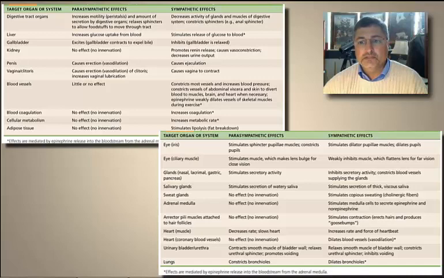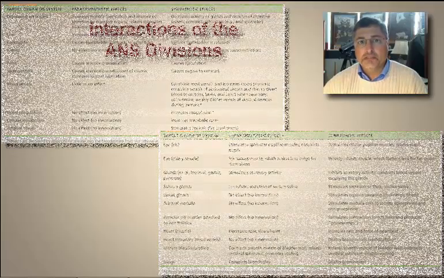In many instances, you'll see that the parasympathetic has very little effect on things such as blood vascularization, blood coagulation, cellular metabolism, and adipose tissue, whereas the sympathetic will have the sole response to that. In that case, we're looking at things that are going to be controlled by the sympathetic tone.